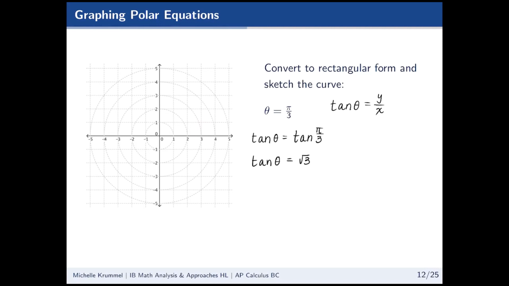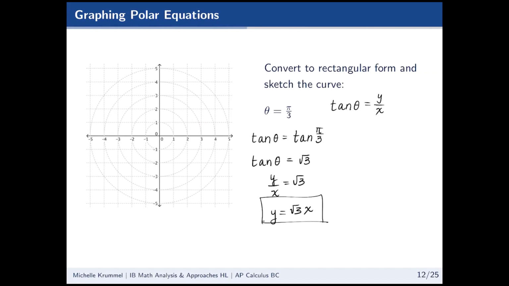And tan theta is y over x. So y over x equals root 3. Now we've eliminated the theta from the equation. Our new equation here just has x's and y's in it. So this is our rectangular equation. And we can simplify it a bit more. By multiplying both sides by x, we have y equals the square root of 3 times x, which is a linear equation passing through the origin with a slope of root 3.